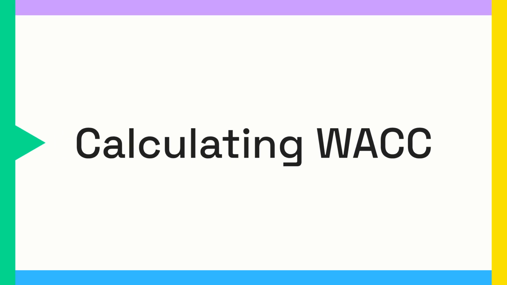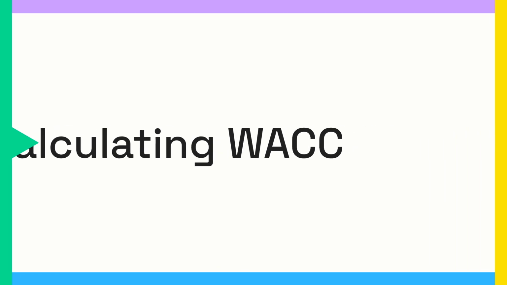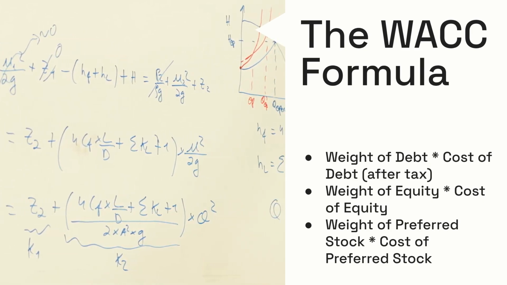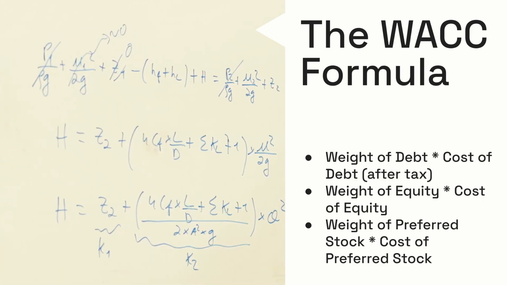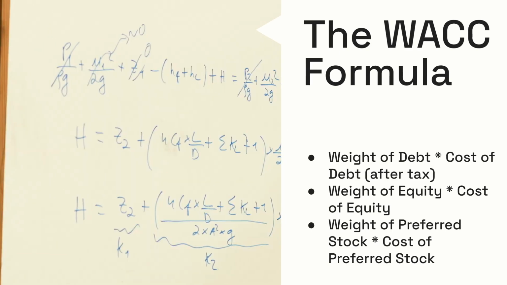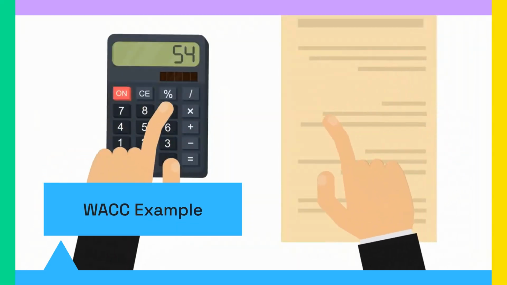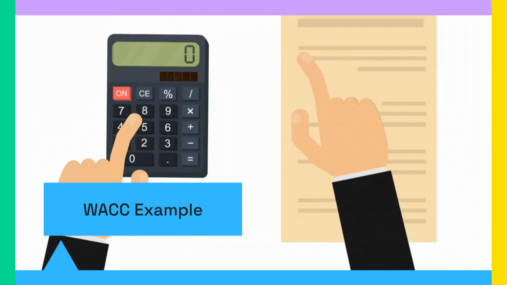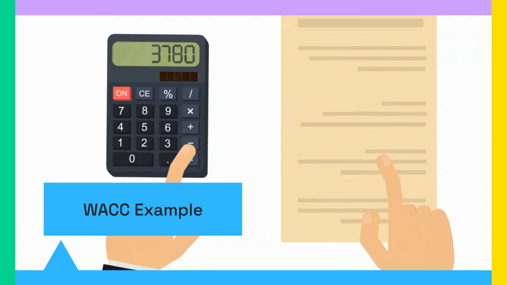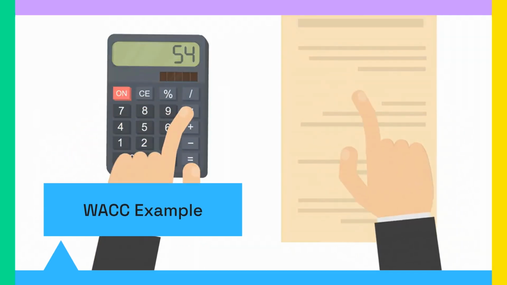Now that we have the costs of all components, we can combine them to calculate the overall weighted average cost of capital, or WACC. WACC is the sum of the weighted costs of debt, equity, and preferred stock. The weights are based on the market value proportion of each component in the company's capital structure. By plugging in the calculated costs and their corresponding weights, you arrive at the WACC, the single rate representing the cost of all capital used by the firm.